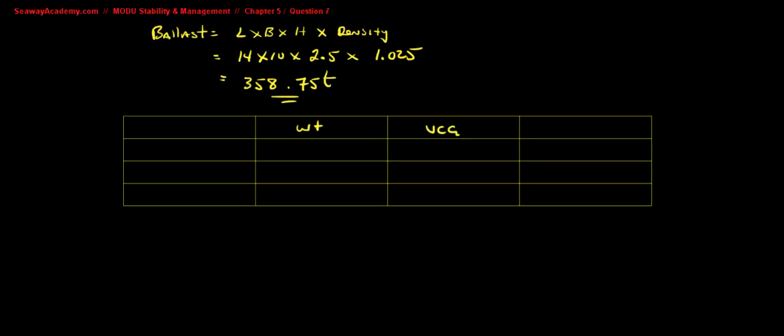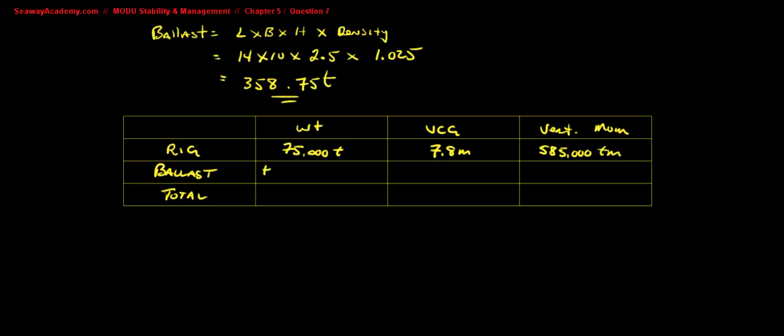So now we need to calculate the KG of the vessel. It's easiest to do this in a table format. In the question, they told us that the rig displacement is 75,000 tons, has a KG of 7.8 meters. So you multiply these together and you get a vertical moment of 585,000 ton meters. Now the ballast has been added, so put a plus sign in front of this.